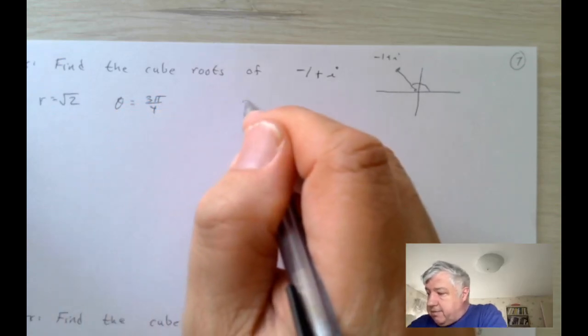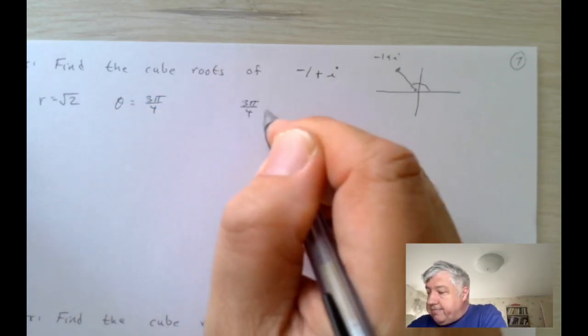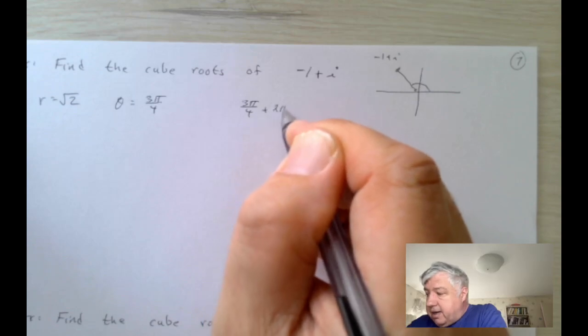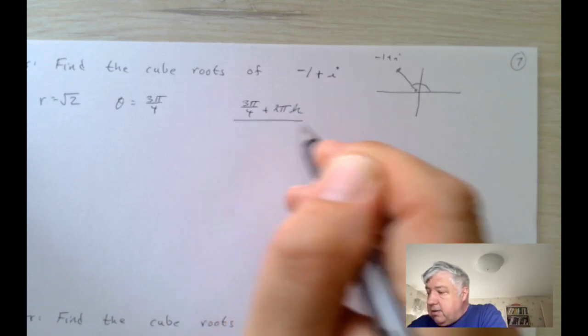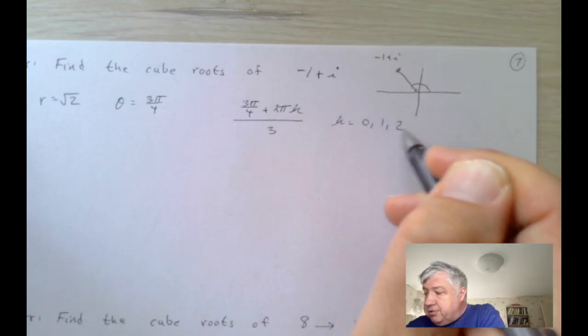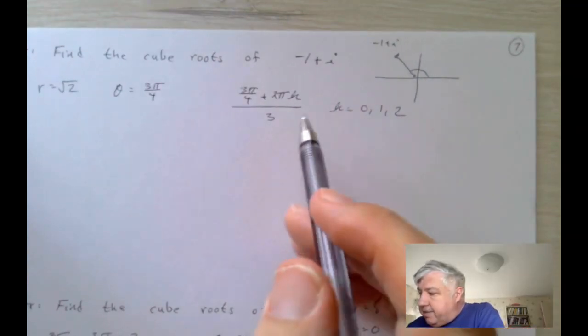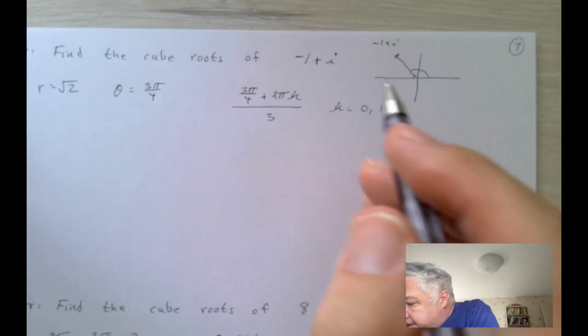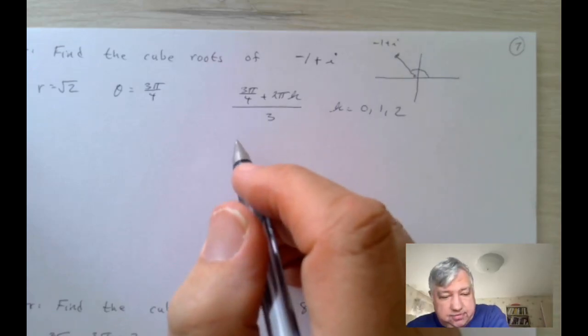So you take 3 pi over 4 plus 2 pi k over 3, where k equals 0, 1, 2. And we get that this is going to be 3 pi over 12.